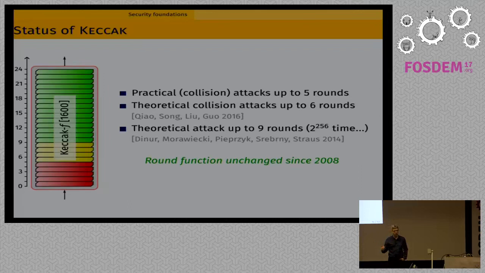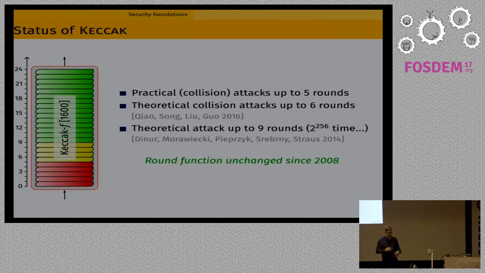So the status for Keccak-F is the following. Keccak-F, the largest permutation, has 24 rounds. Keccak has been practically broken up to 5 rounds. The best attack on 5 rounds is a collision attack published last year. If you allow complexities that are theoretical, so not having an explicit example, but an algorithm of complexity less than the expected complexity, then you can have collision attacks up to 6 rounds.